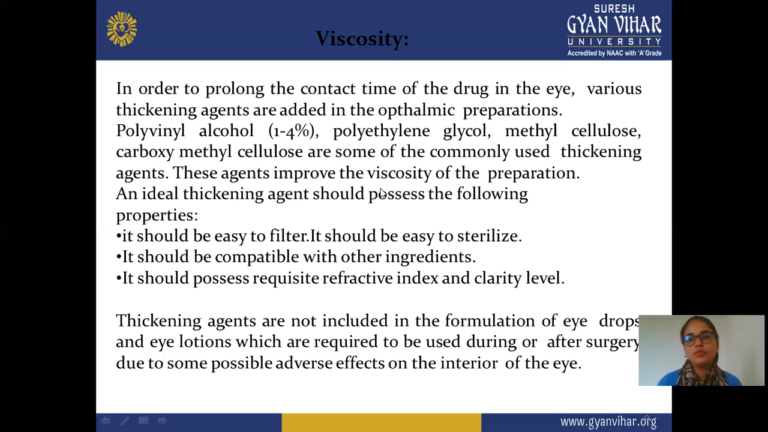Next is the agent that improves the viscosity of the preparation. And ideal thickening agents should possess the following properties. It should be easily filtered. It should be easy to sterilize. Means after manufacturing, your formulation may be required to pass through a number of steps. In this, you should prepare this type of formulation which easily passes these parameters or sterilization during the evaluation. It doesn't show any problem.